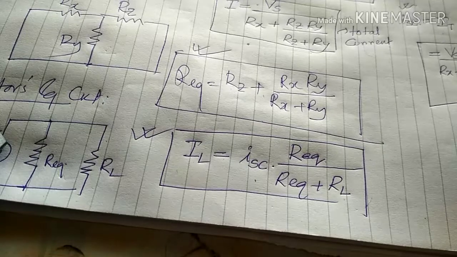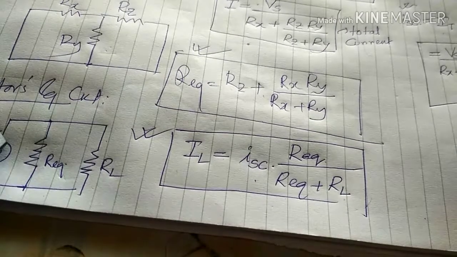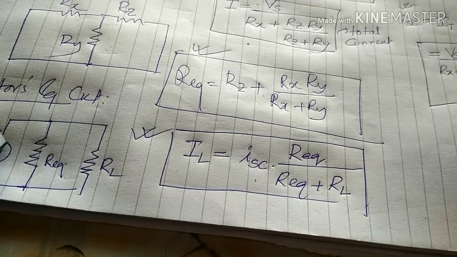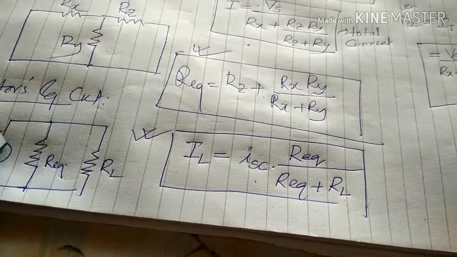So friends, this is all about Norton's theorem. We know from this video what the short circuit current is, what the total current is, what Norton's equivalent circuit is, what the equivalent resistance is when all the sources are replaced by their internal resistances, and what the load current is. So this is all about Norton's theorem, friends.